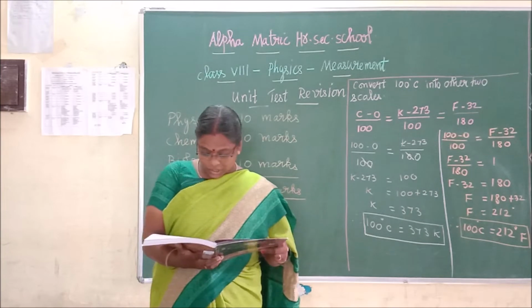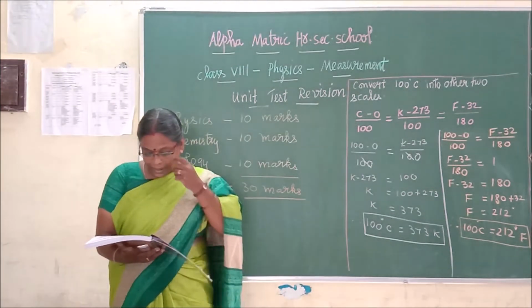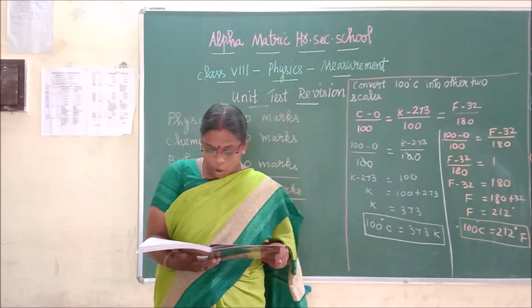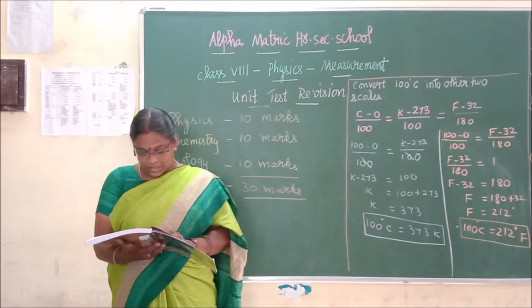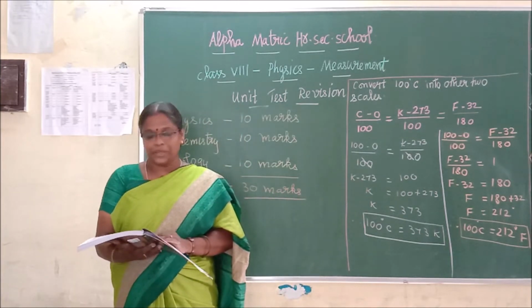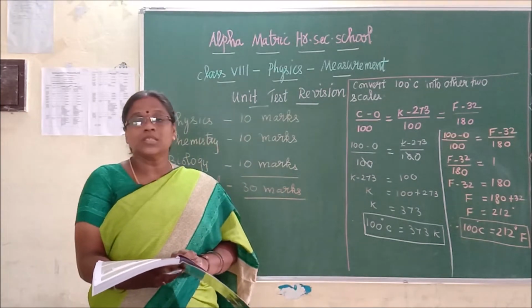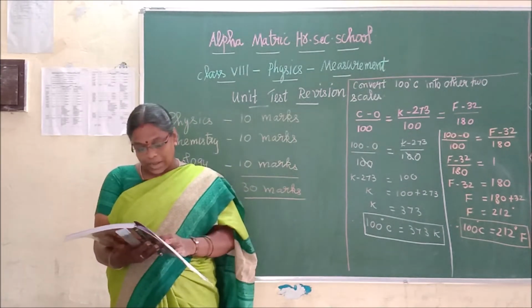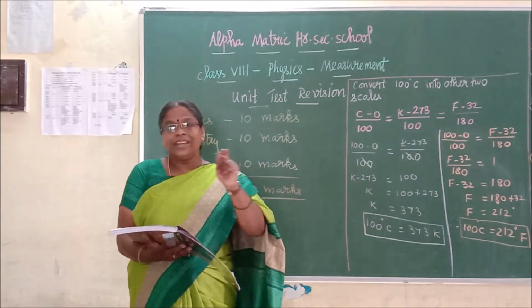The first 2 lines: define physics. Third paragraph: measurement is the base of all scientific studies and experimentation. In that paragraph, the last 3 lines, measurement is the process of. For that, the question will be define measurement. Now the last paragraph: what are the 3 things needed for measurement?